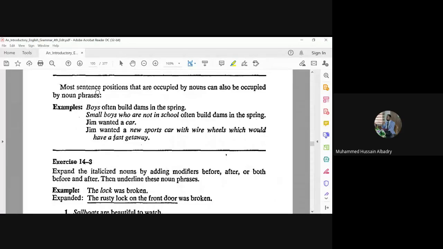Most sentences, this is a note. Most sentence positions that are occupied by nouns can be occupied by noun phrases. For example, boys often build dams in the creek. Boys is a noun.